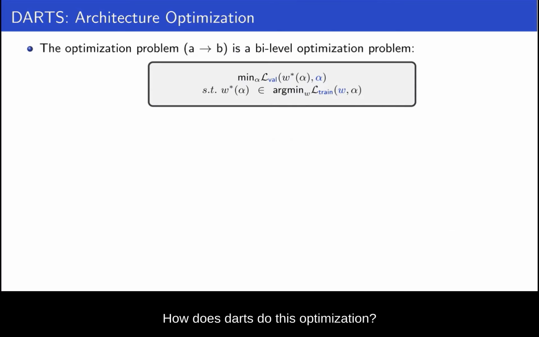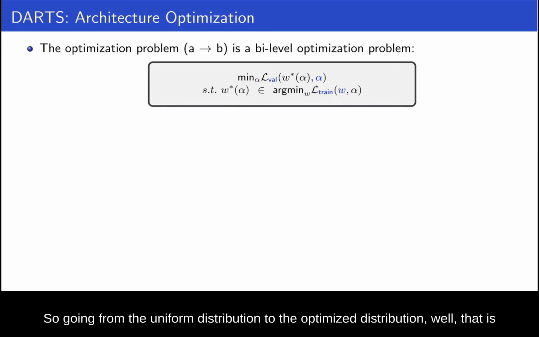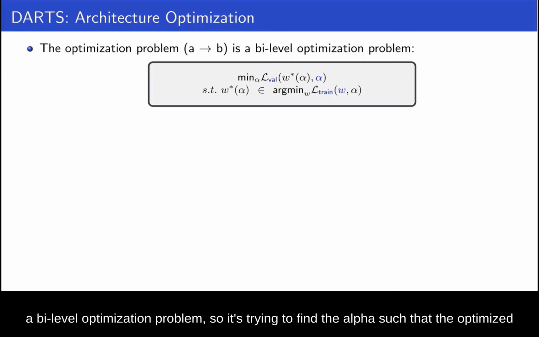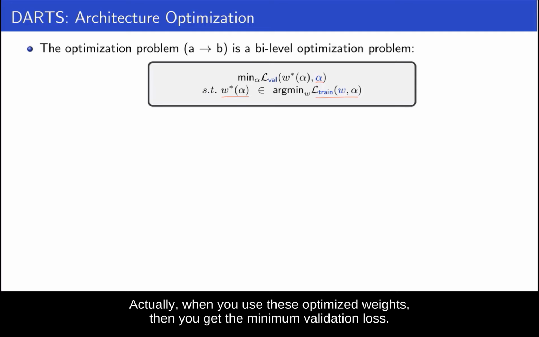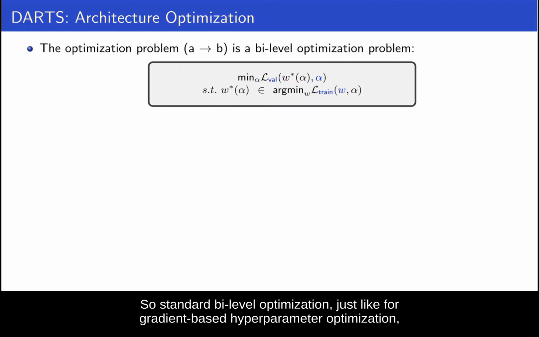How does DARTS do this optimization? Going from the uniform distribution to the optimized distribution is a bi-level optimization problem. It's trying to find the alpha such that the optimized weights for alpha, optimized with respect to the training loss, give the minimum validation loss when you use these optimized weights. So standard bi-level optimization, just like for gradient-based hyperparameter optimization.